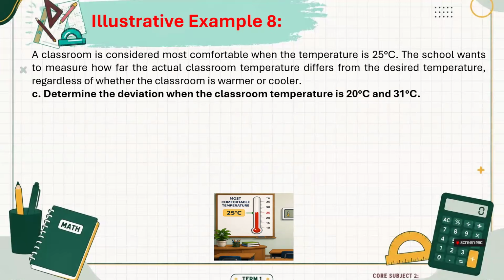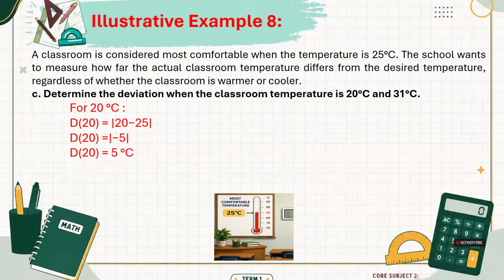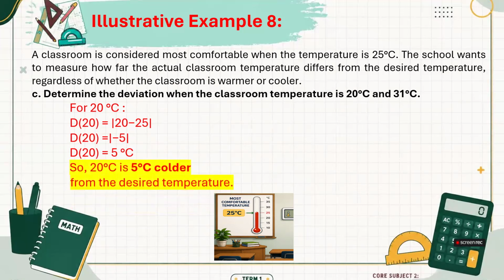So suppose that the classroom temperature is 20 degrees. So we use the formula d of 20 is the absolute value of 20 minus 25. So that gives us the absolute value of -5. So therefore, d of 20 is always positive. So that's 5 degrees. But this also means that it is 5 degrees colder from the desired temperature.